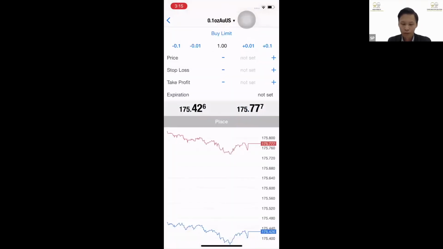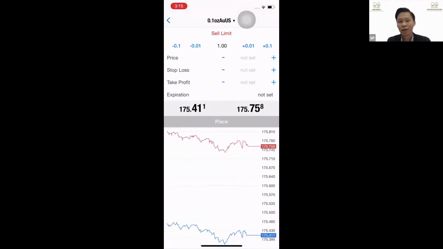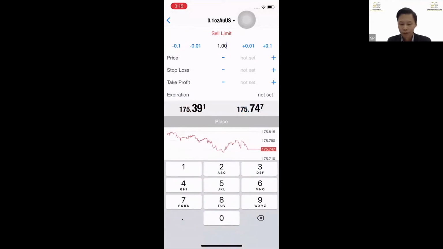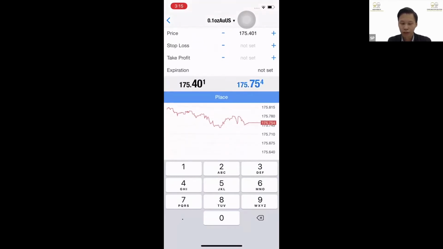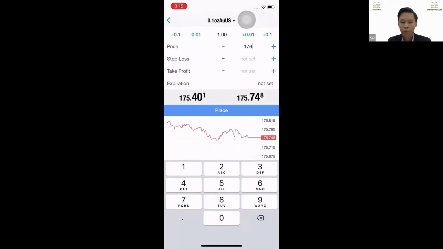Again, for sell limit, it's the opposite of buy limit. You want to sell at a price that's higher than current pricing. So for example, now it's 1757, right? You want to sell at 176. So when you press place, the sell limit will go to your pending orders too.